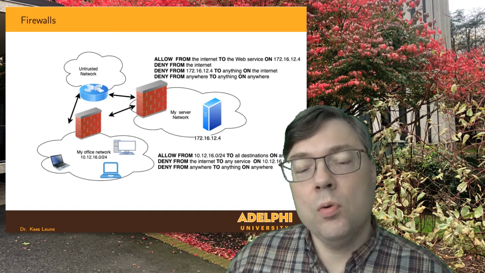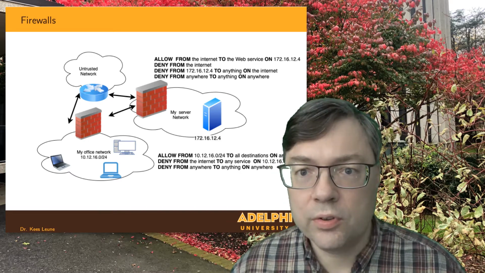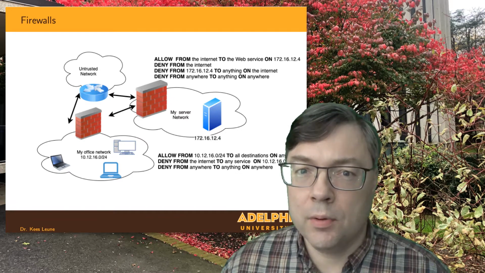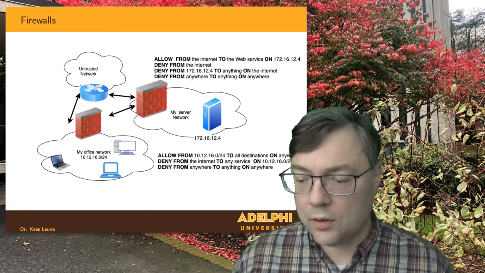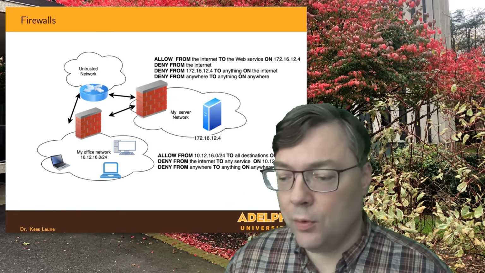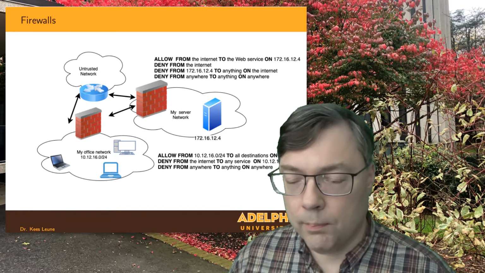And then I have two of my own networks. I have a network where I put my servers, and I have a network where I put my office equipment, my PCs, my printers, my scanners, all that kind of good stuff. And I put both of them behind different firewalls because I want to limit what goes in and I want to limit what goes out.